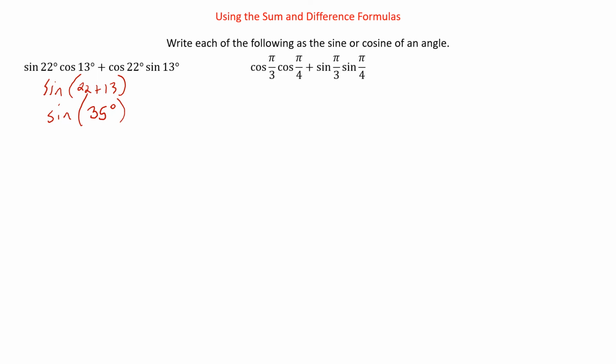Here we have cosine times cosine plus sine times sine. That's going to be a cosine. And since we are adding here, that means we're going to subtract the angles. This means it's cosine of pi over 3 minus pi over 4, which we can make our common denominators. That's 4 pi over 12 minus 3 pi over 12, which would give us cosine of pi over 12.